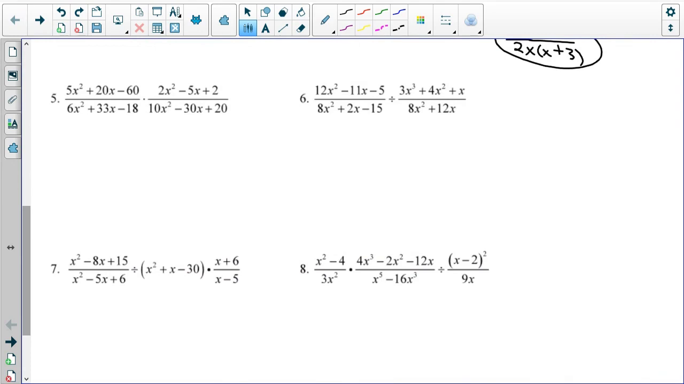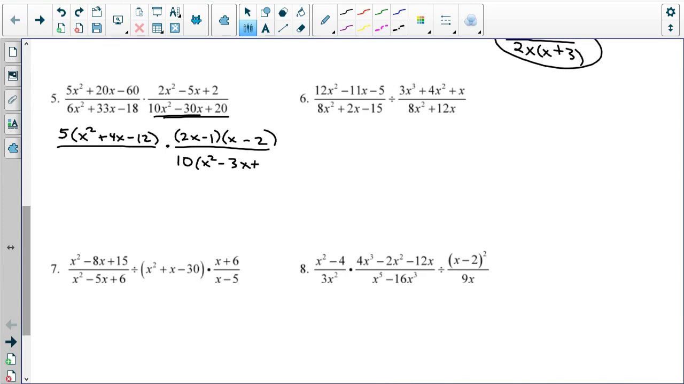Number 5, there's a lot of greatest common factor and stuff going on, so I'm going to write this in multiple parts. 5 times x squared plus 4x minus 12. And then we have a multiplying, so it's times, and then I'm going to factor the numerator here. So this ends up being 2x and x, and then it's minus 2 over with the x and minus 1 here. If I look at this part down here, there's a greatest common factor of 10. So I have x squared minus 3x plus 2.